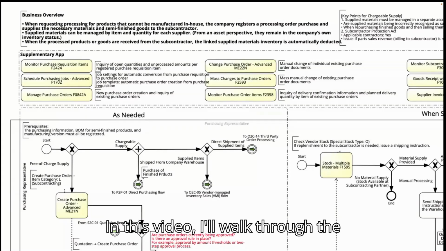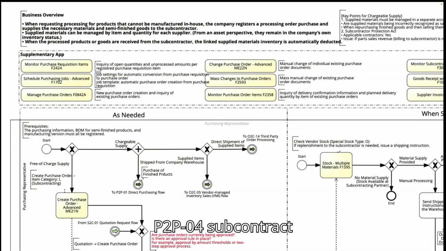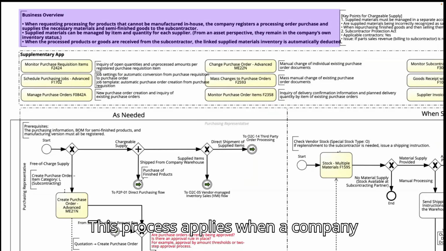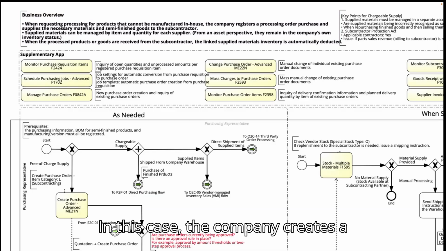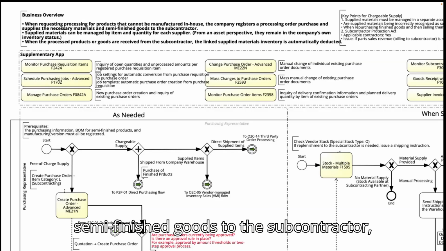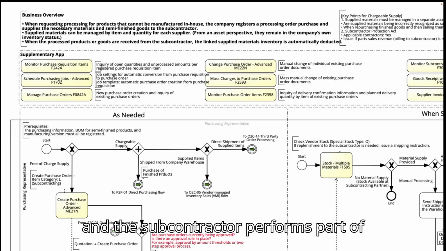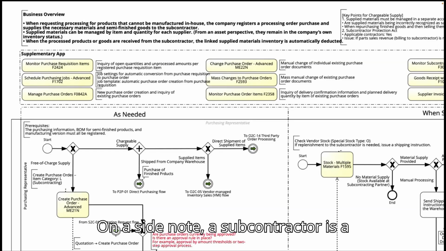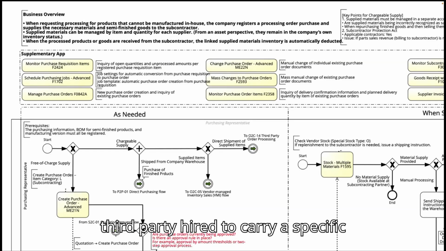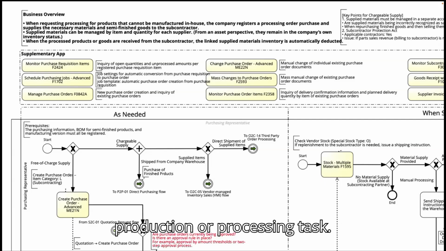In this video, I'll walk through the P2P-04 subcontract processing workflow in SAP. This process applies when a company cannot manufacture a product in-house. In this case, the company creates a purchase order for subcontracting, supplies the necessary materials or semi-finished goods to a subcontractor, and the subcontractor performs part of the work on behalf of the company. On a side note, a subcontractor is a third party hired to carry out specific production or processing tasks.